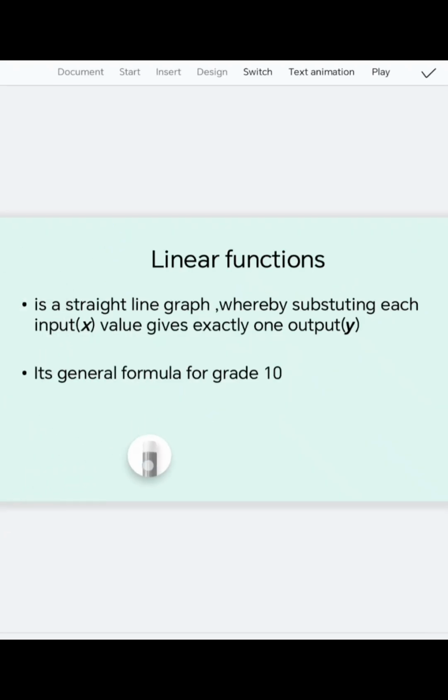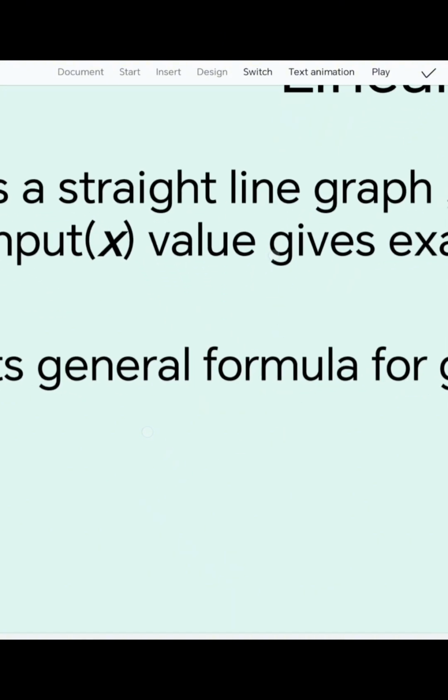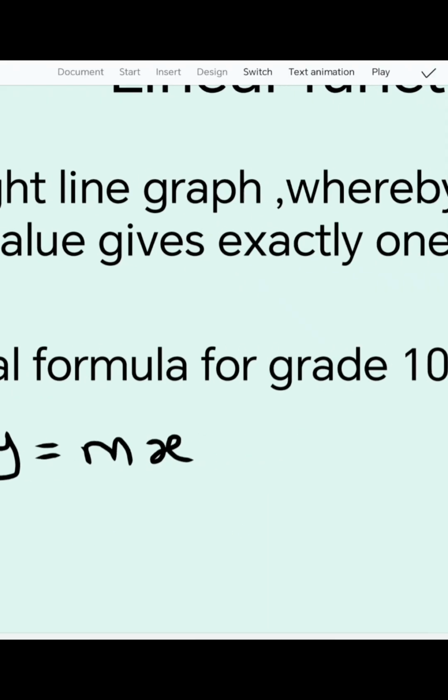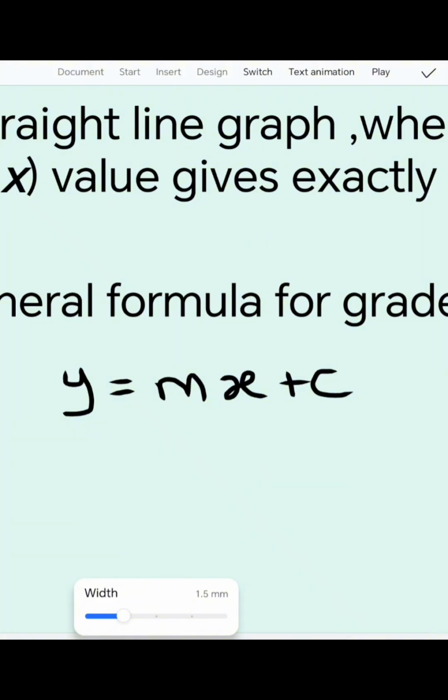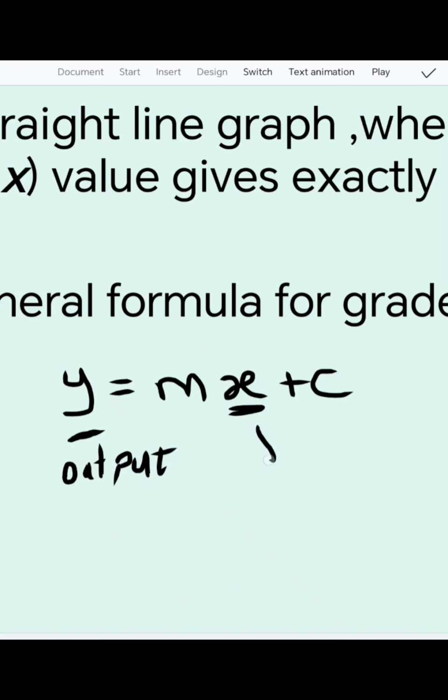Thank you. So in our linear functions, we were saying that it is a straight line graph whereby, by substituting each input x value, you must get exactly one output. So its general formula in grade 10 is y is equal to mx plus c. So now you see, this is your output value, and this is your input value.